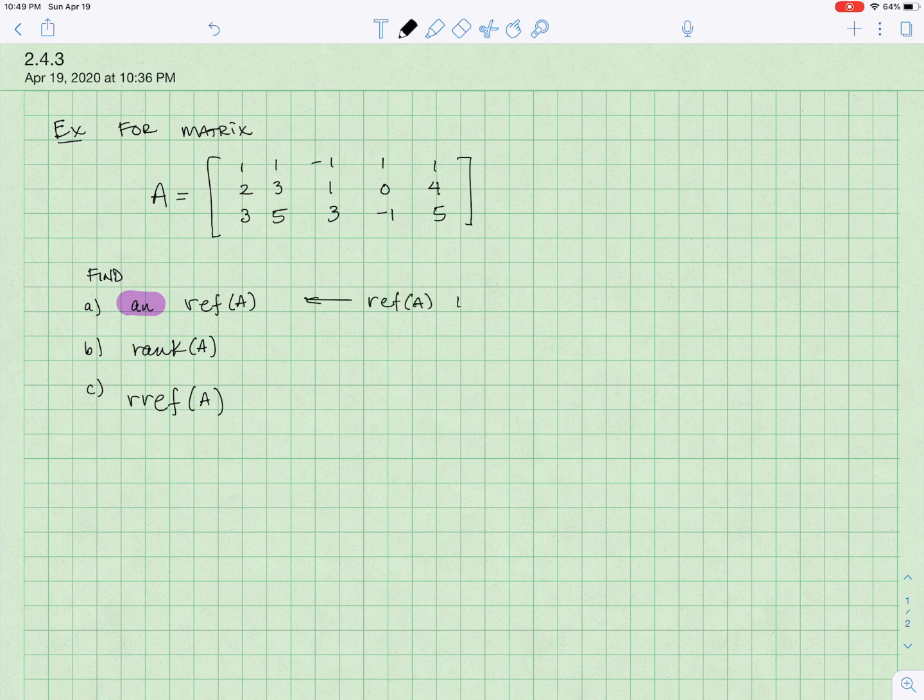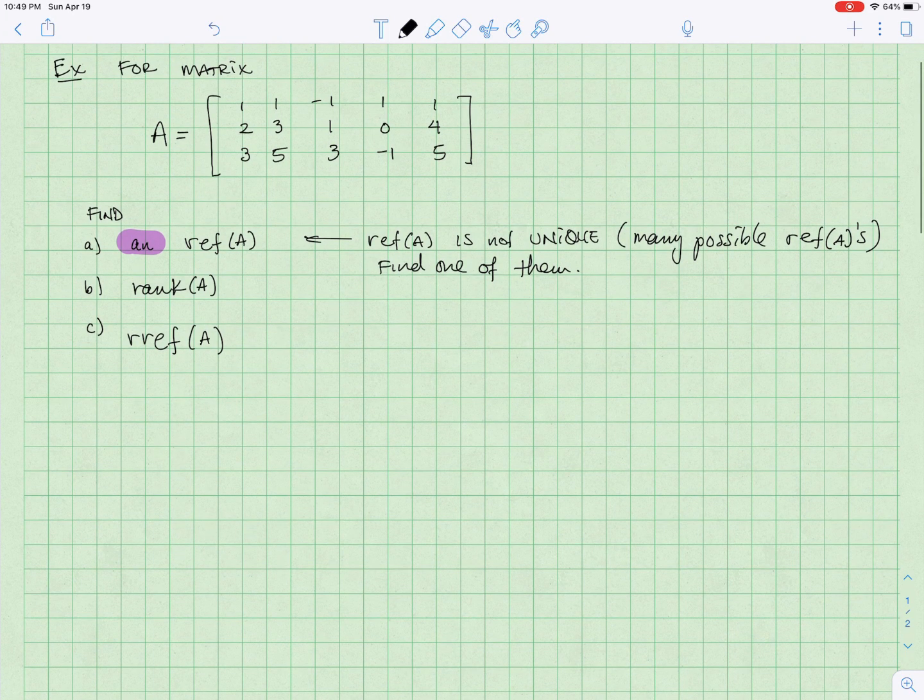REF A is not unique. What do I mean by that? There are many possible REF A's, and we just want to find one of them. Find one of them. That'll suit our purposes just fine.